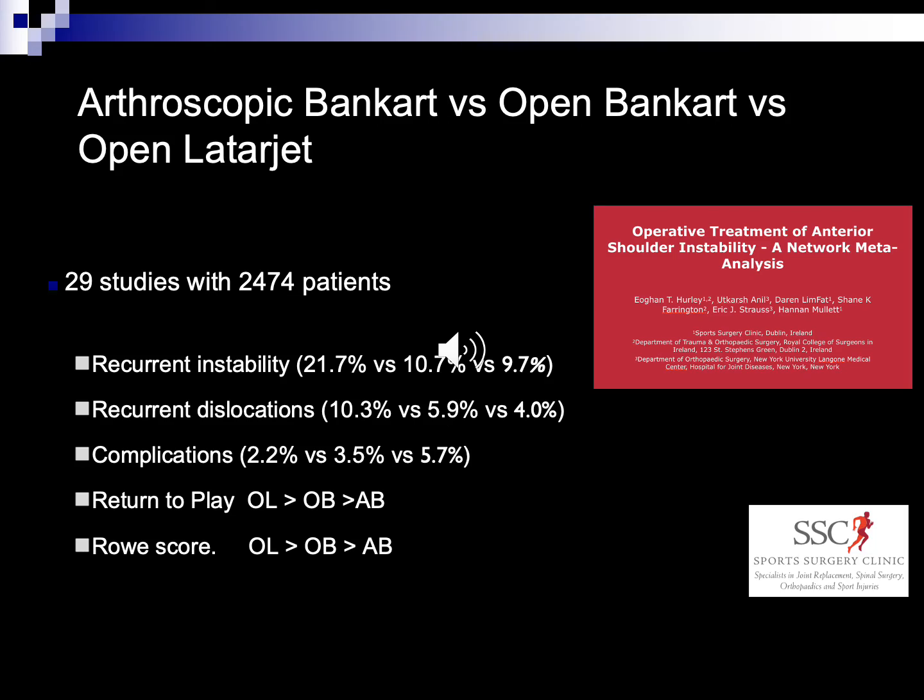We have performed a network meta-analysis of operative treatment of anterior shoulder instability, and the results showed reduction in recurrent instability or frank dislocation in the latch-J group versus either open or arthroscopic Bankart. There was an earlier return to play and lower ROWE score indicating greater stability. However, there was an increased complication rate with the latch-J procedure.